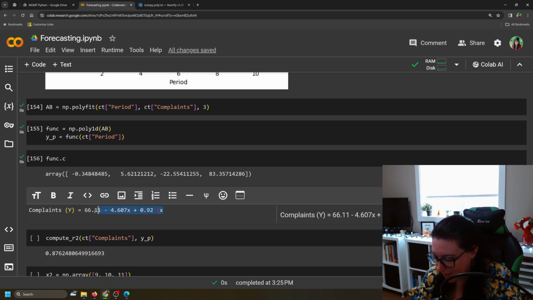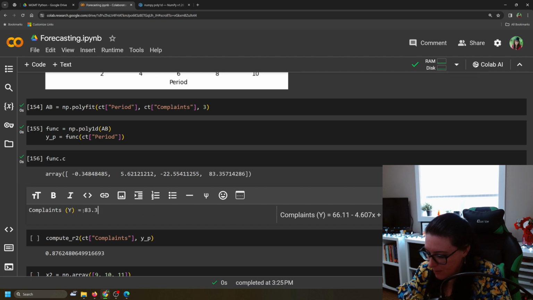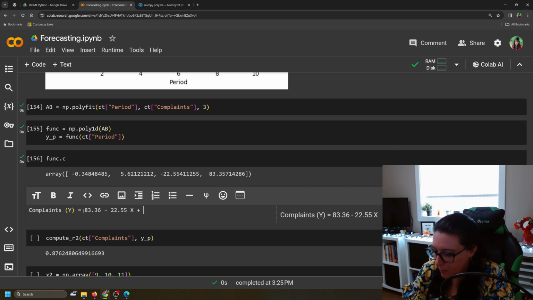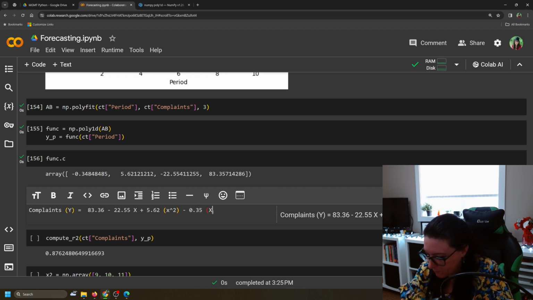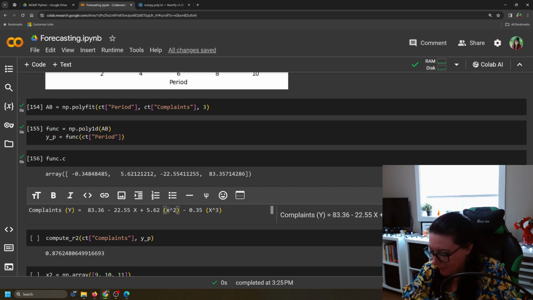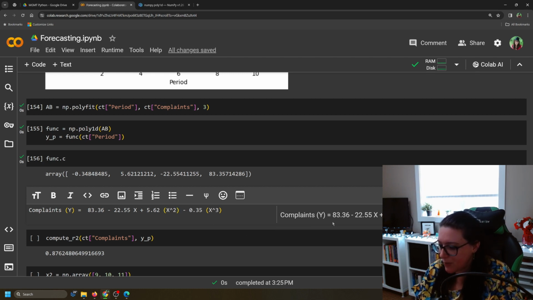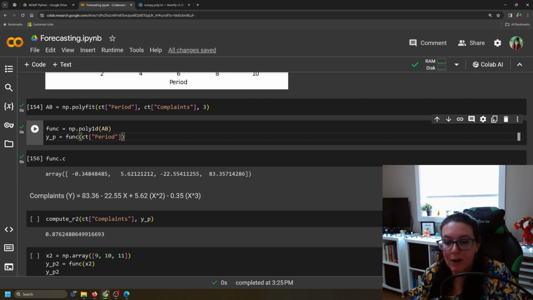All right, so let's rewrite this out. This is 83.36 minus 22.55x plus 5.62x squared minus 0.35x to the third. Woo. And I seem to be super inconsistent on whether my x's are capitalized or lowercase. All right. So what does that tell us? That means that the function it just found is going to start at 83. It's going to go down, then up, then down again.